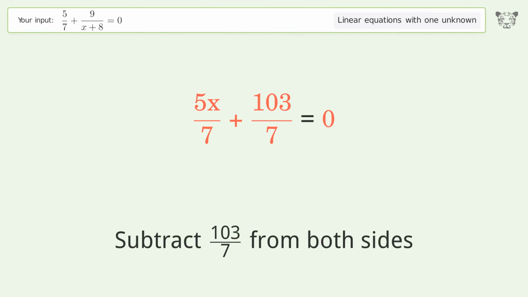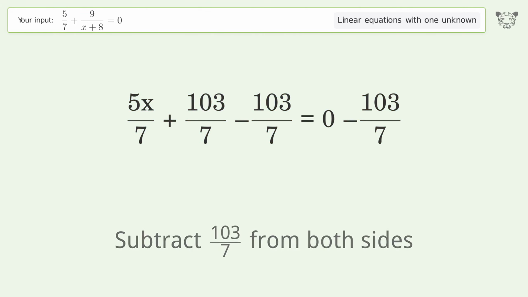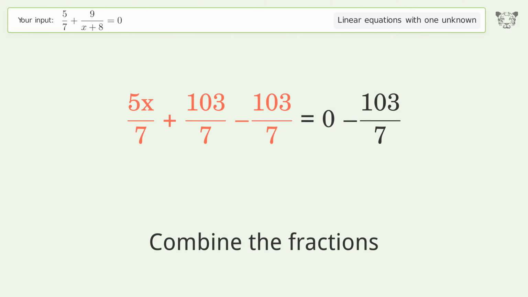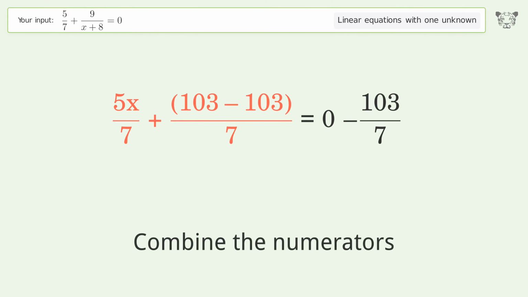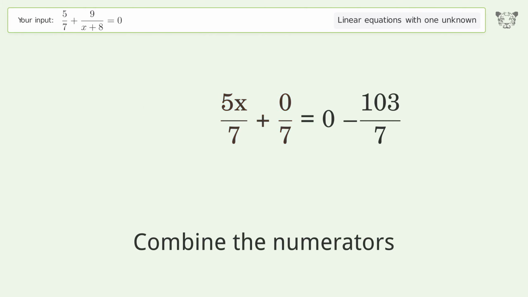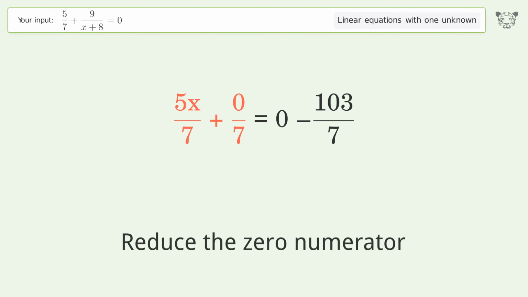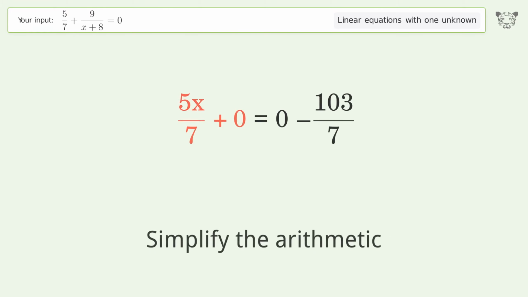Subtract 103/7 from both sides. Combine the fractions. Combine the numerators. Reduce the 0 numerator. Simplify the arithmetic.